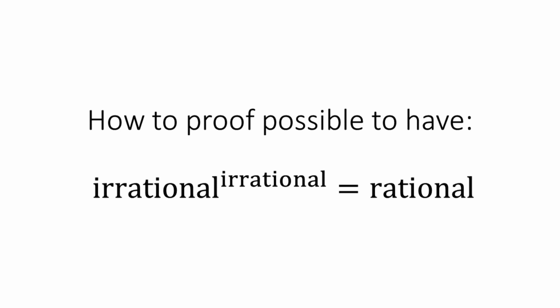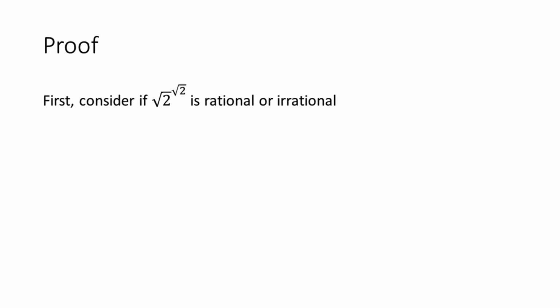Today, we are going to talk about how to look if it is possible that an irrational number raised to an irrational number is a rational number, and its logic. First thing of our proof is we need to consider if square root of 2 to the power of root 2 is rational or irrational. Since root 2 is a very famous irrational number, we would use it to prove today.